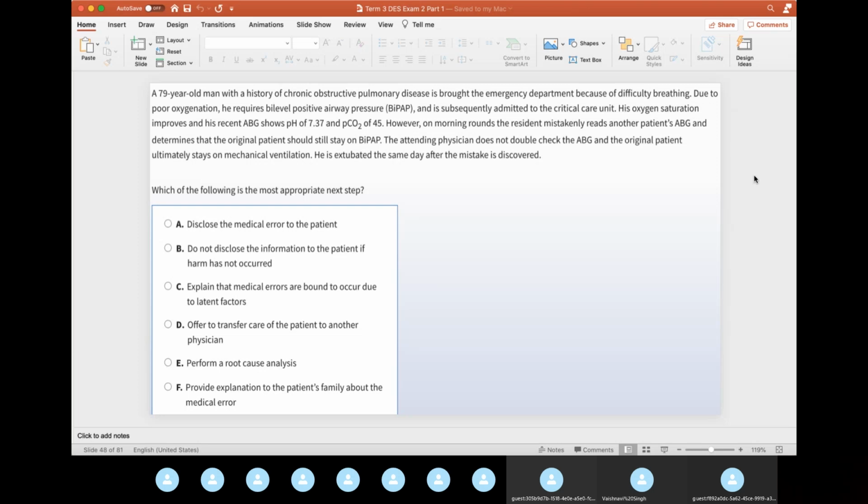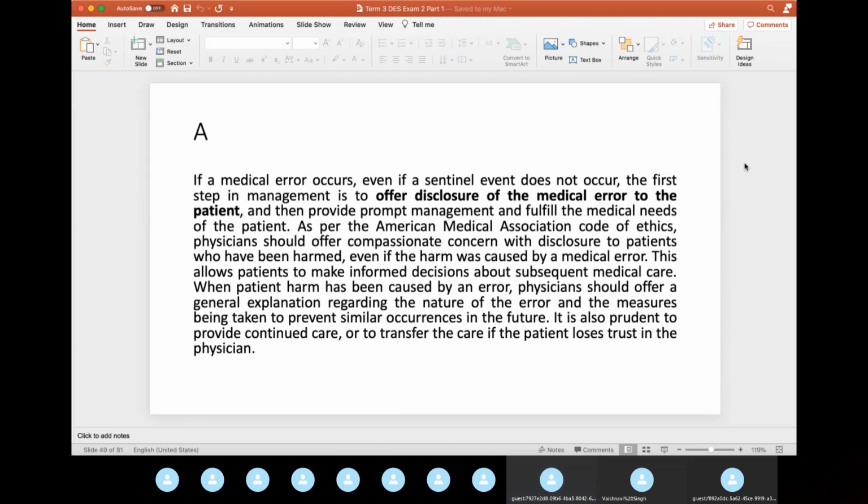What's the answer? Full disclosure or no? So wouldn't it be A? You gotta let them know. Mm-hmm. Discuss the medical error with the patient. Do you all agree? Yes. Yep. Offer disclosure to the patient, right? Even though a sentinel event does not occur, even though harm does not occur to the patient, you always disclose the error.